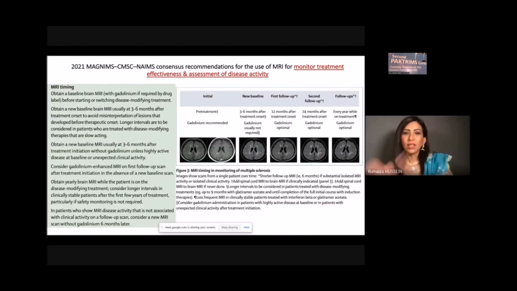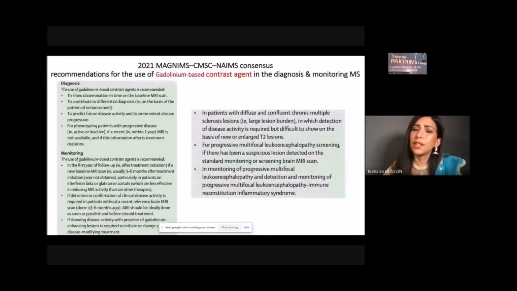So usually the 3 to 6 months and then an annual MRI is important. And again, simply, the first baseline MRI should be with gadolinium, and the annual MRI in the first year should be with gadolinium, and then later on we can manage without giving gadolinium, unless, of course, you are thinking that your patient is highly active. Again, at the end, this is a consensus recommendation. Your input with your patient is also important.